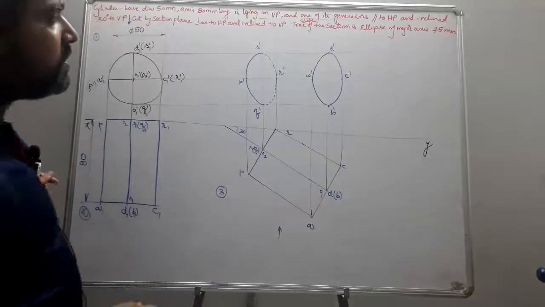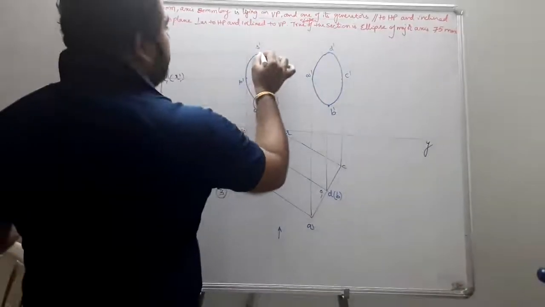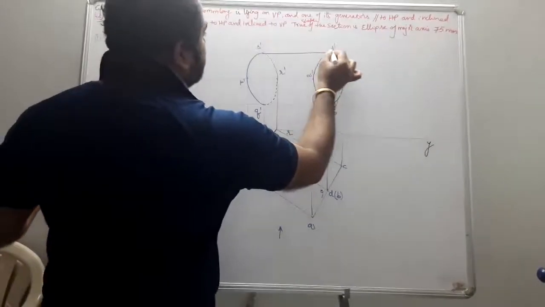Okay. So this was the cylinder. You just had to join only the ends and the generators.